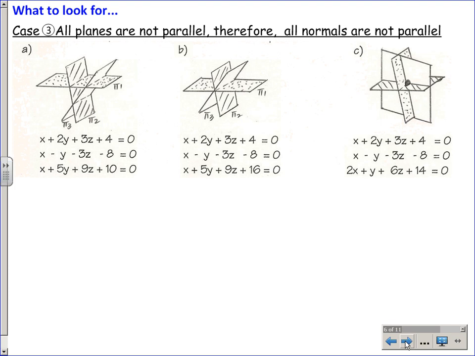Okay? Keep in mind with part A, there's no solution there. We say they intersect in pairs. Part B, there is an intersection. They intersect in a line, in which case we'll have to find the equation of that line. And part C, they're intersecting at a point, which means we're going to have to find the coordinates of that point.